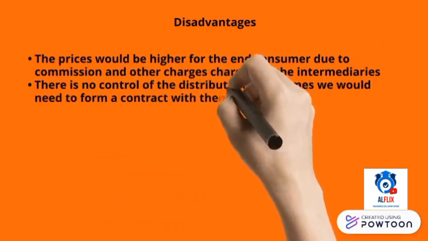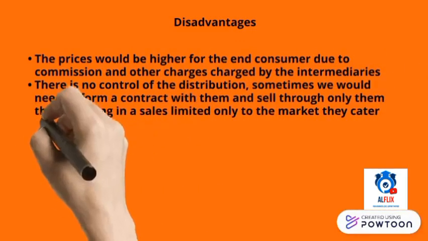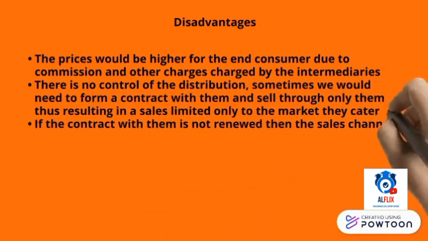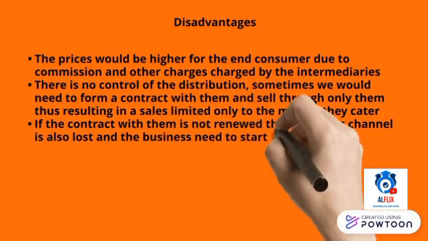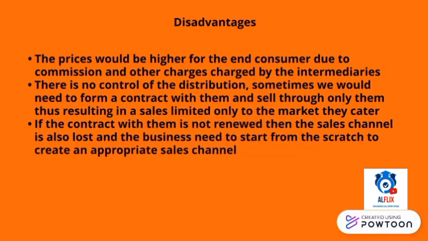There is no control of the distribution. Sometimes we would need to form a contract with them and sell through only them, thus resulting in sales limited only to the market they cater to. If the contract with them is not renewed, then the sales channel is also lost, and the business needs to start from scratch to create an appropriate sales channel for their products.